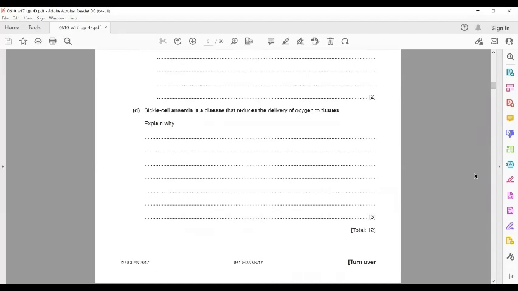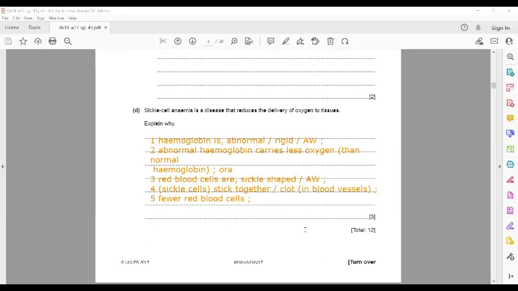Sickle cell anemia is a disease that reduces the delivery of oxygen to tissue. Explain why. Hemoglobin is abnormal or rigid, so it becomes sticky. And abnormal hemoglobin carries less oxygen than the normal one. And the red blood cells are sickle shaped. They are not biconcave anymore. And they stick together. They may cause a clot in the blood vessels. And also you will have fewer red blood cells.